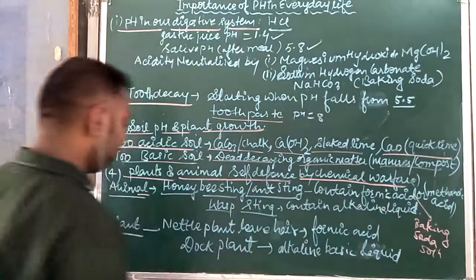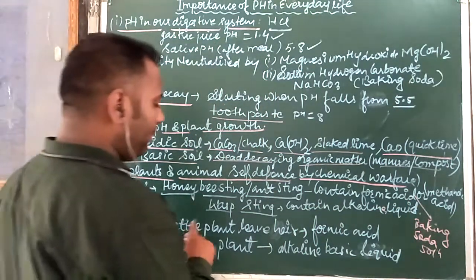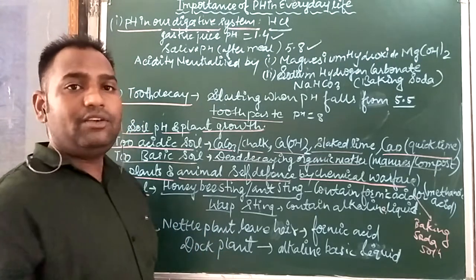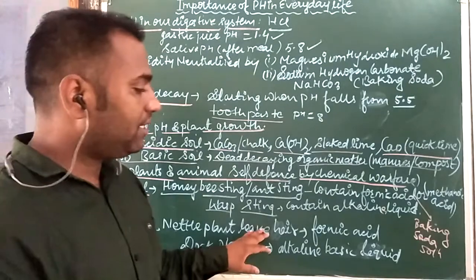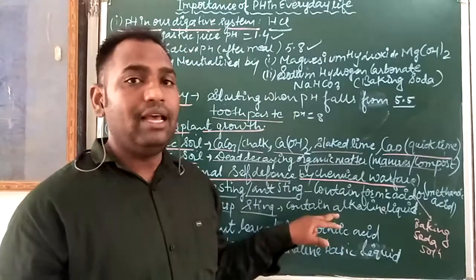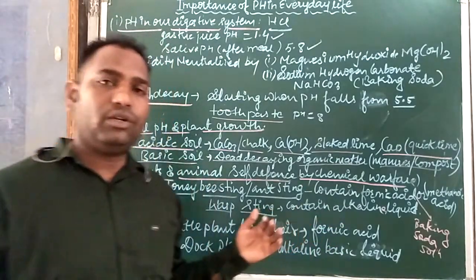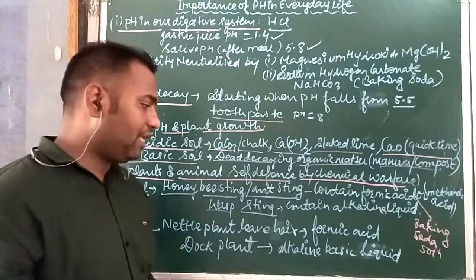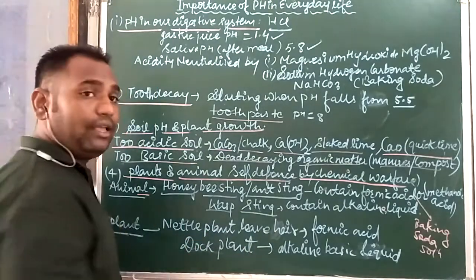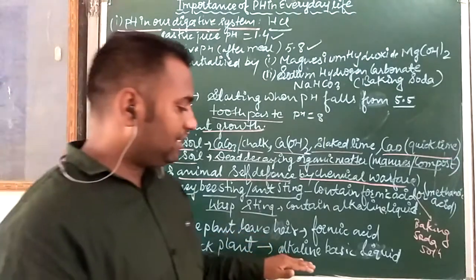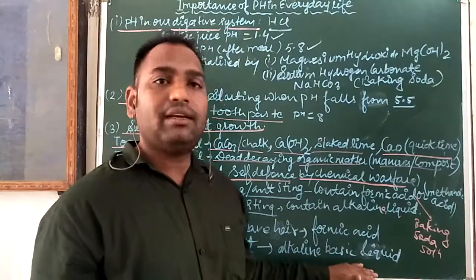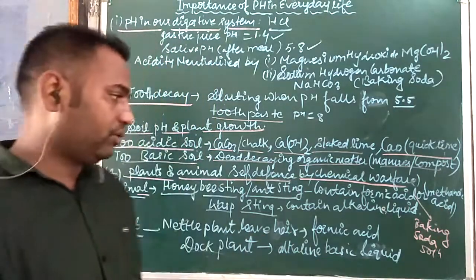Now one plant, the nettle plant, has leaves with stinging hairs. This stinging hair contains formic acid and injects it when any person or animal touches it. And the dock plant is a natural remedy, in which they inject an alkaline, basic liquid.